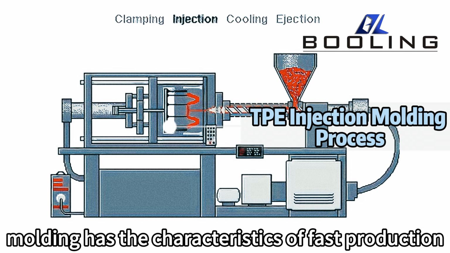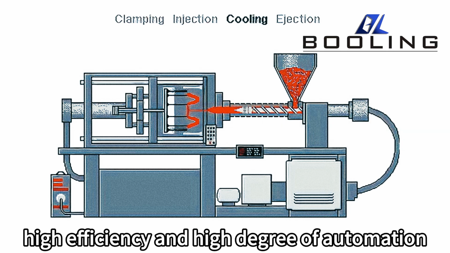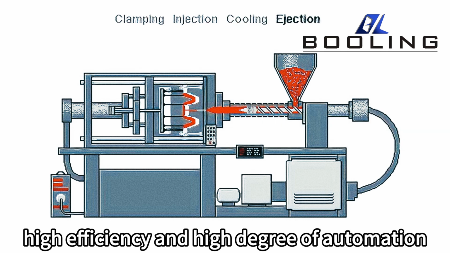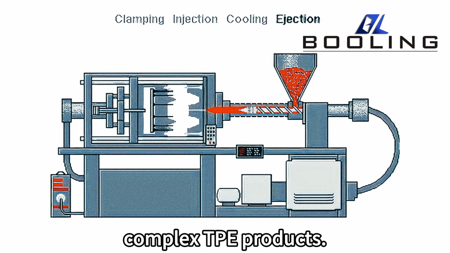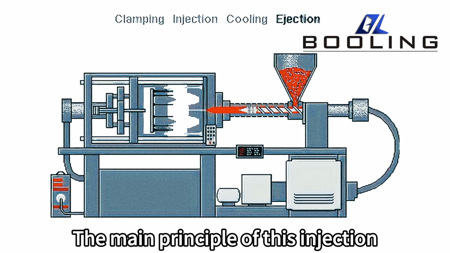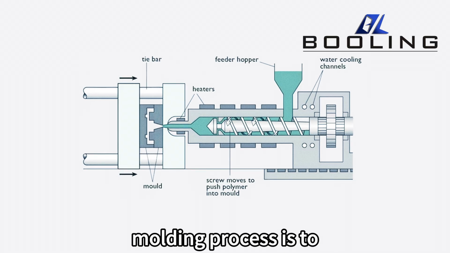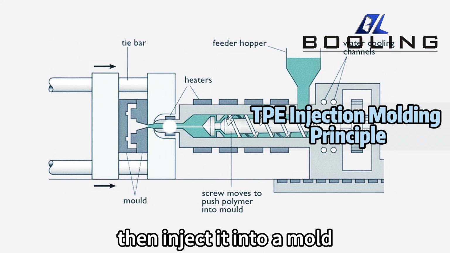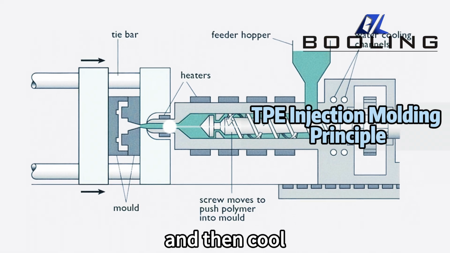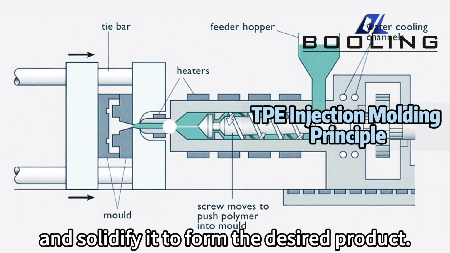TPE injection molding has the characteristics of fast production speed, high efficiency, and high degree of automation, which is suitable for the production of various complex TPE products. The main principle of this injection molding process is to heat the TPE material to a molten state, then inject it into a mold, and then cool and solidify it to form the desired product.